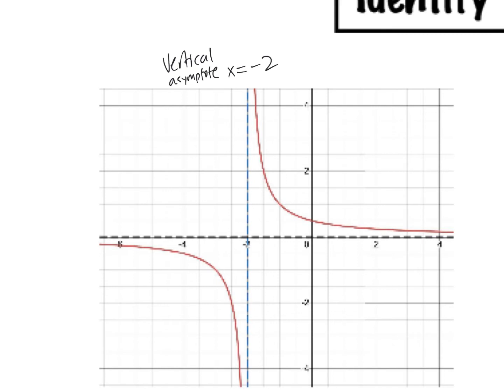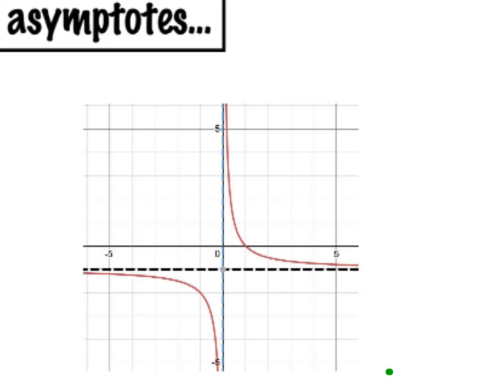Next up, I'm going to identify this horizontal asymptote, which I don't think moved at all. It's still at the origin, so it's still at y is equal to 0. That would be our horizontal asymptote for this rational function. For this next one, it looks like our vertical asymptote didn't move at all, so it's still at x is equal to 0. But our horizontal asymptote did move, so it's at y is equal to -1.